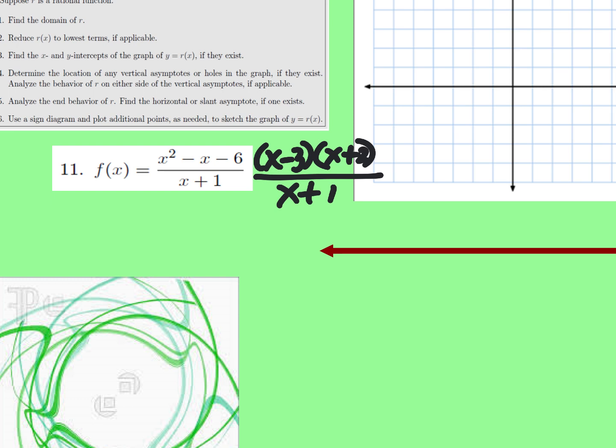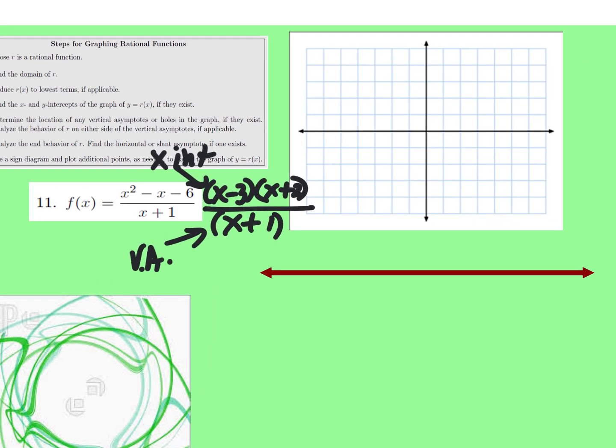Did you notice that nothing canceled? Yeah. Then what are all the things that make the bottom 0 called? Vertical asymptote. And what are all the things that make the top 0? The x-intercept. Those are the x-intercepts. Yes, so 3 and negative 2 are x-intercepts. Is that important?